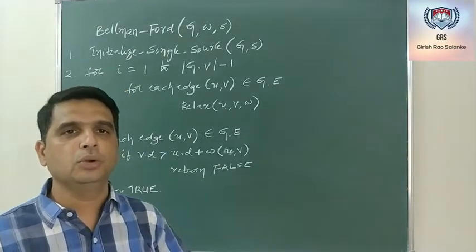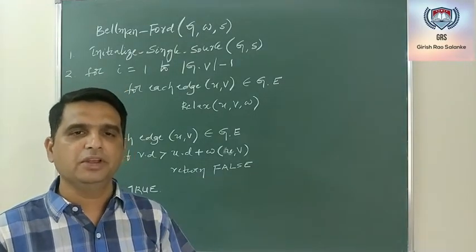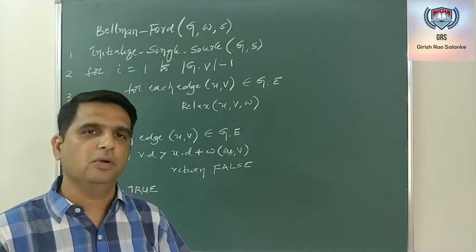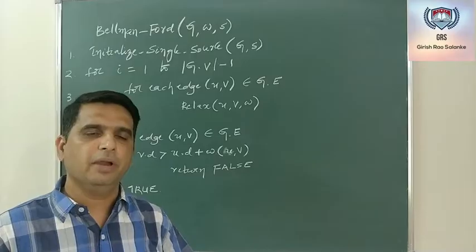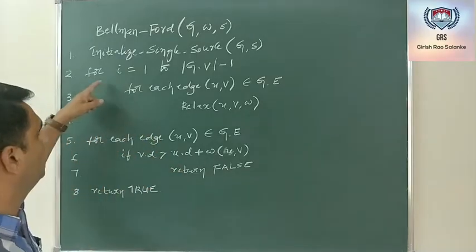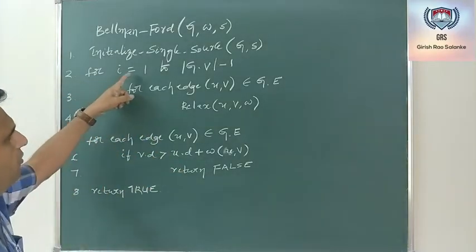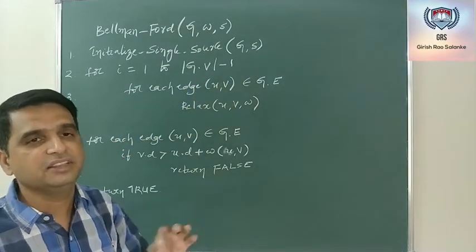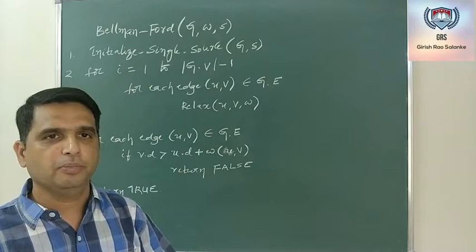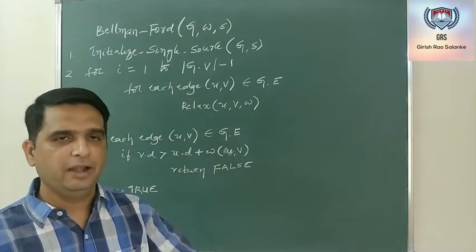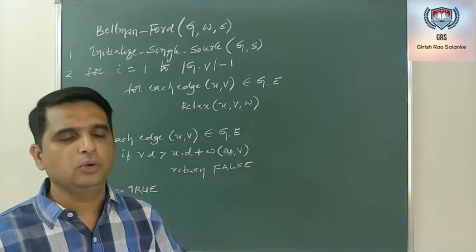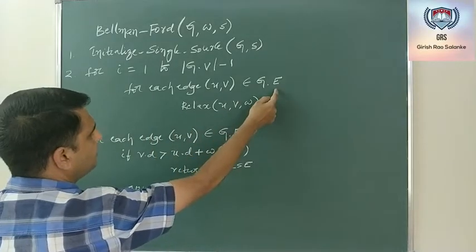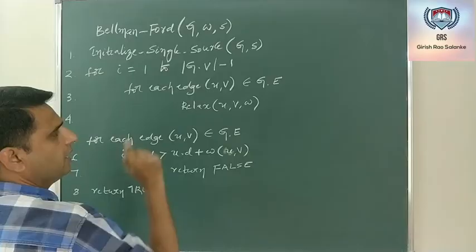What is the second step? The second step is we need to do relaxation. How many times do we need to do relaxation? It depends upon the number of nodes. If the number of nodes is n, then I need to do n minus 1 times relaxation. There is a for loop iterated from 1 to number of vertices minus 1. Now in each relaxation, what are we supposed to do? We are supposed to take all the edges and, based on the edge list, do the relaxation. That is what I am doing here. So I am taking all the edges, and based on these edges I am doing a relaxation.